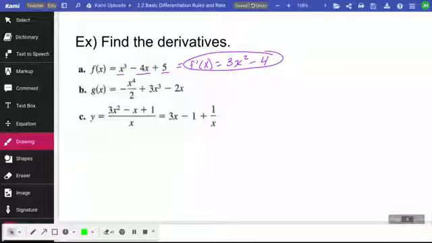All right, we can go again. So I'm going to have negative 1/2 times 4x cubed, because I have to bring the exponent down and subtract 1 from the exponent, plus 3 times 3x squared minus 2, because x to the 0 power is 1. And I'll just simplify that there.